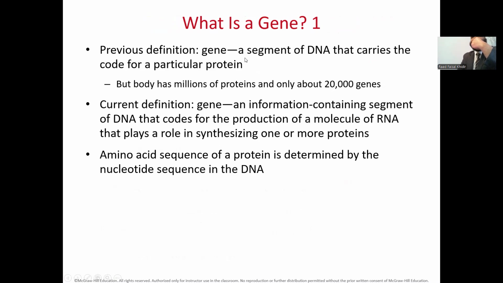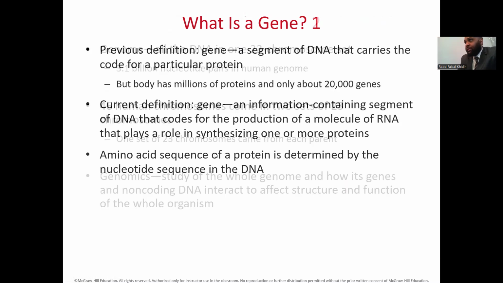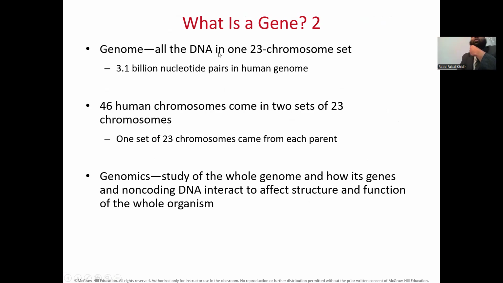So what's the gene? A gene is a segment of the DNA that carries the code for a particular protein. So the gene is an information containing segment of the DNA that codes for the production of a molecule of RNA that plays a role in synthesizing one or more proteins. So the amino acid sequence of a protein is determined by the nucleotide segment in the DNA.